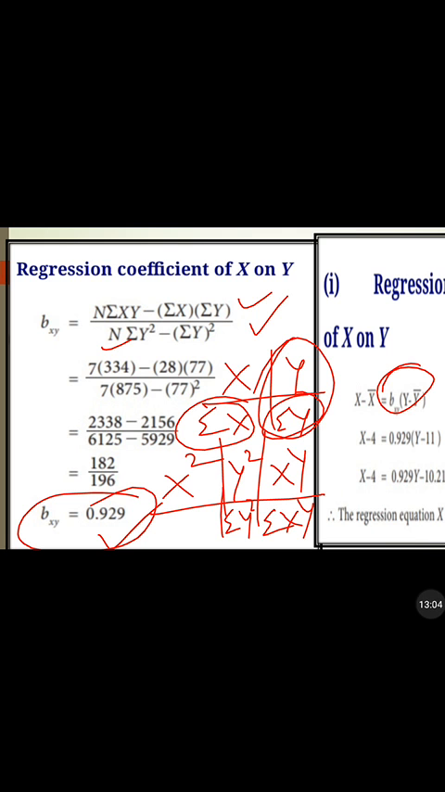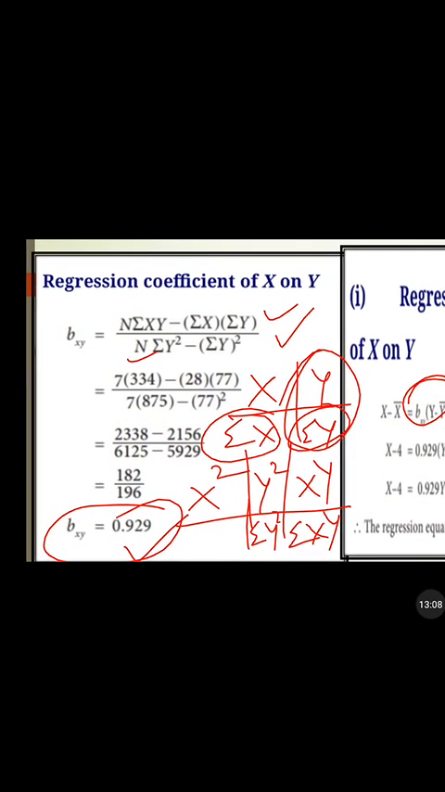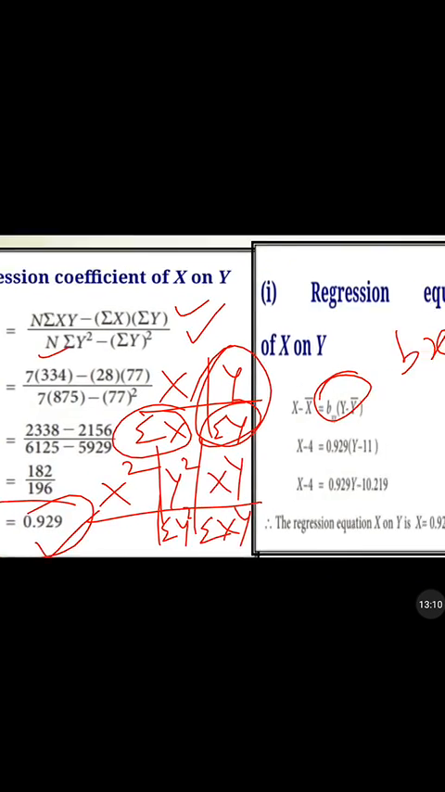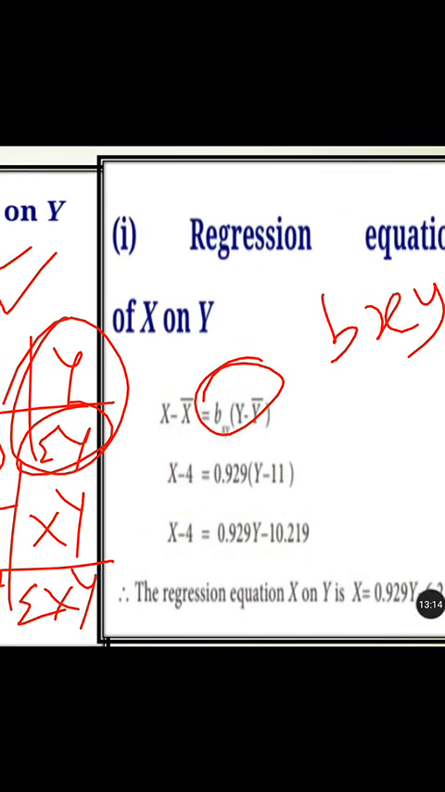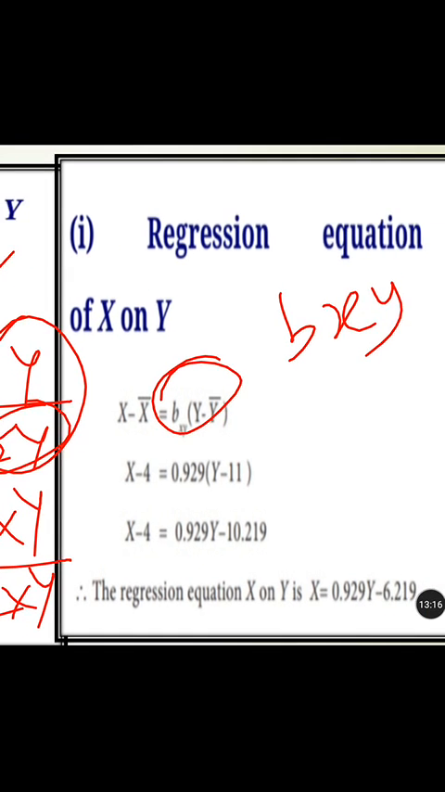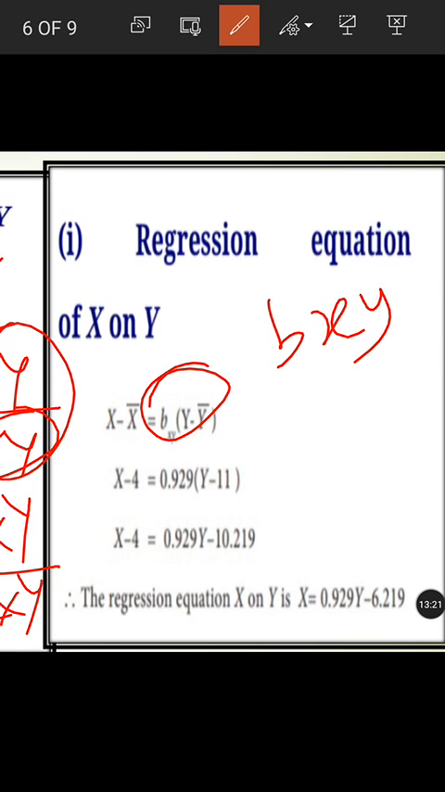Now what we have to do is apply it in the regression equation of x on y. What did we get here? bxy is 0.929, right? That is what we apply here. Can you see this formula clearly? Now see here. Now we take the formula: x minus x bar is equal to bxy into y minus y bar.